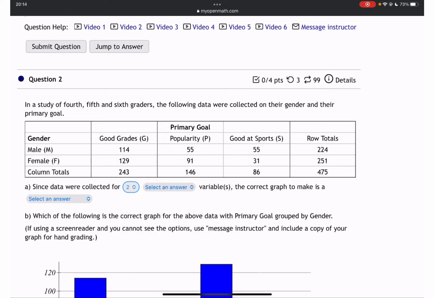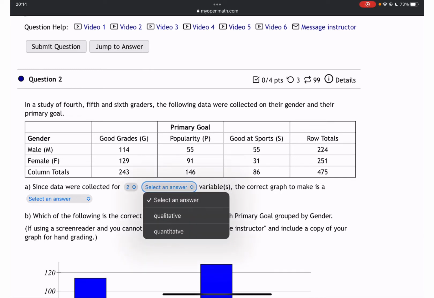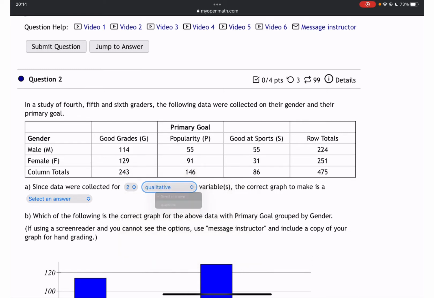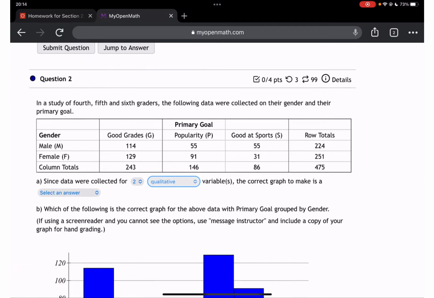So what type of variables do we have? A good grade, popularity, good at sport, those are qualitative, because of quality. You can collect 1 popularity, 2 popularities, right? Or 1 time good at sport, twice good at sport. Even better, 3 times good at sport.